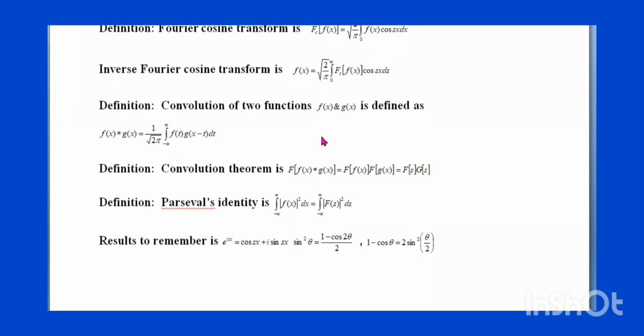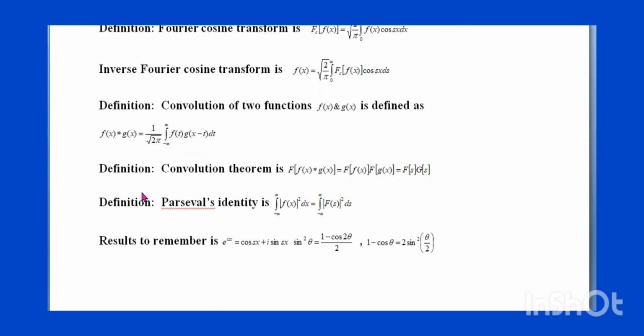Next, let us see the definition of convolution of two functions f of x and g of x. It is defined as f of x star g of x, which is equal to 1 divided by root 2 pi, integral over the limit minus infinity to plus infinity, f of t, g of x minus t into dt. This is the convolution of two functions f of x and g of x in the Fourier transform.